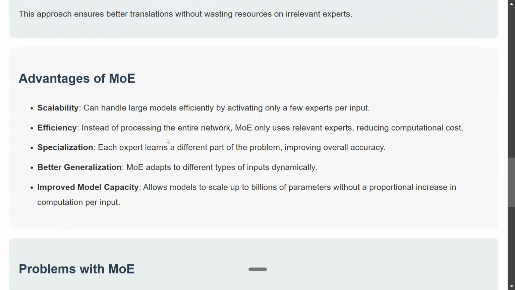Advantages, I think, are quite obvious. It can handle large models efficiently by activating just a few parts. If you have a huge model, you don't need to load everything all together. Efficiency: as the input is not getting processed throughout the model, just a few parts of it, it is faster and more efficient. Specialized: each expert handles a different part of the problem, improving accuracy. And better generalization: if you have 10 experts, everyone from their domain is giving input on a given prompt, hence the generalization is better. And improved model capacity: models can be scaled up to billions of parameters now and can be run on limited hardware. So those are the advantages of MoE.